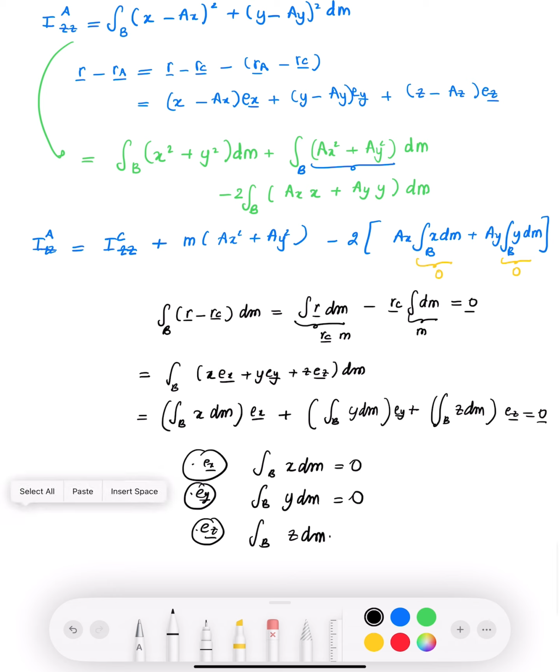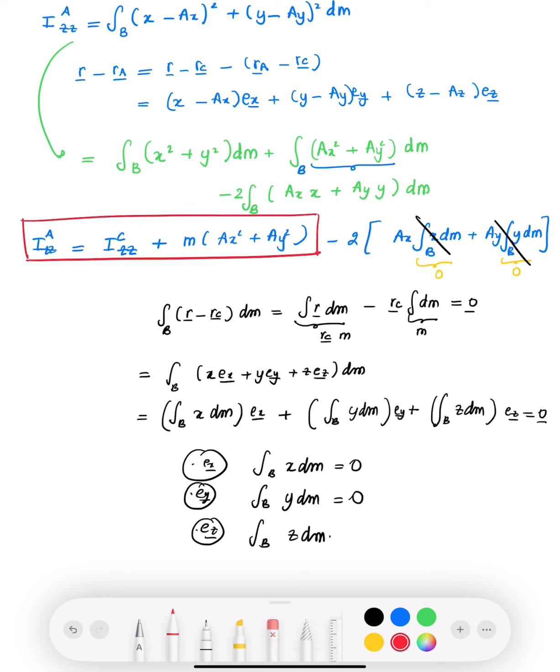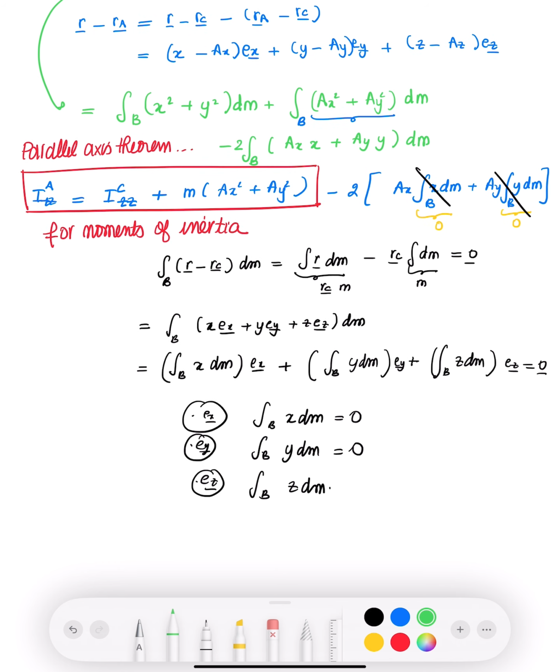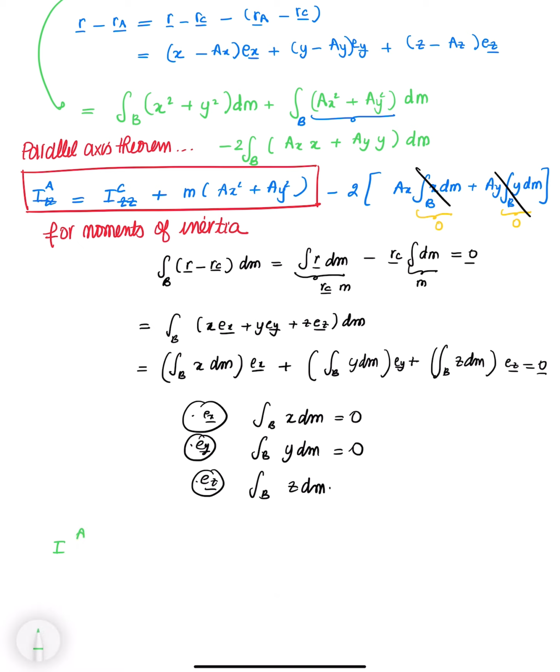Okay, so if these two terms are 0, then our parallel axis theorem is this one. That's the parallel axis theorem for the moments of inertia. Analogous expressions hold for the other moments of inertia. For example, IAYY is equal to ICYY plus the mass times ax squared plus az squared. The proof is exactly the same as this one.